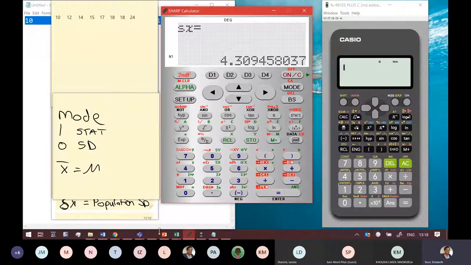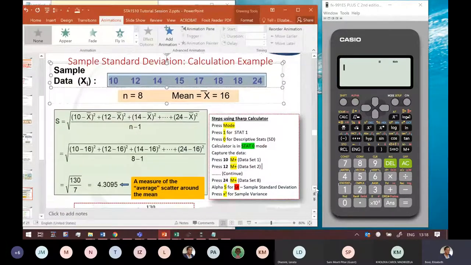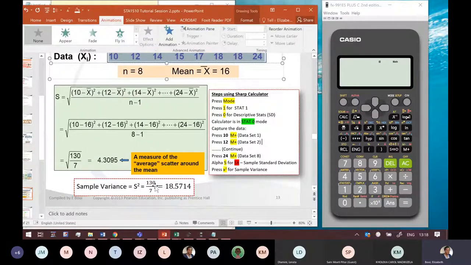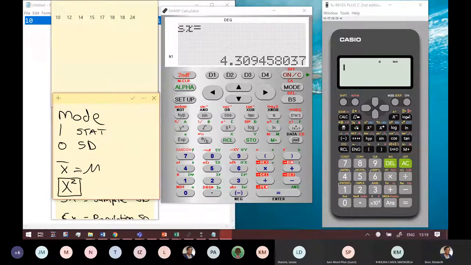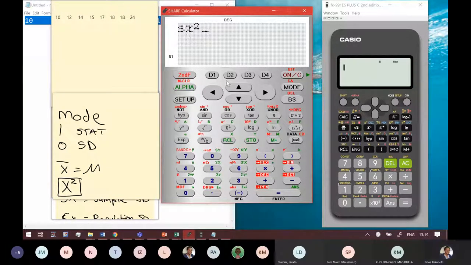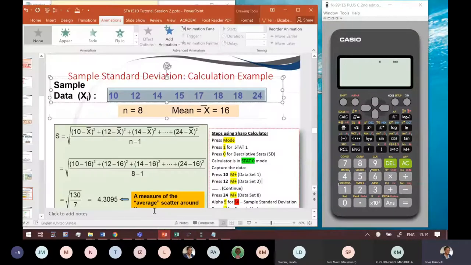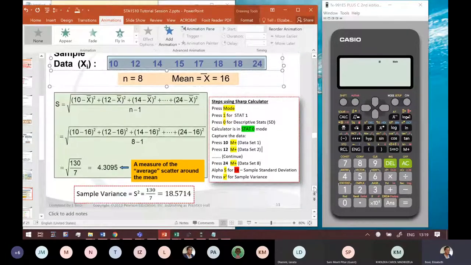And let's say we want to calculate the sample variance. Remember, the sample variance is that underneath the square root, which is 130 divided by 7, which gave us 18. On your calculator, there is an X squared button. That button will help you to convert your standard deviation that you got from your calculator to a sample variance. So while we're still in the answer mode for the standard deviation, you just press the X squared button and you will see it converts into the variance, and you press the equal sign and it is 18.517. And if we go to our variance, which I calculated manually, I got 18.57 as well.